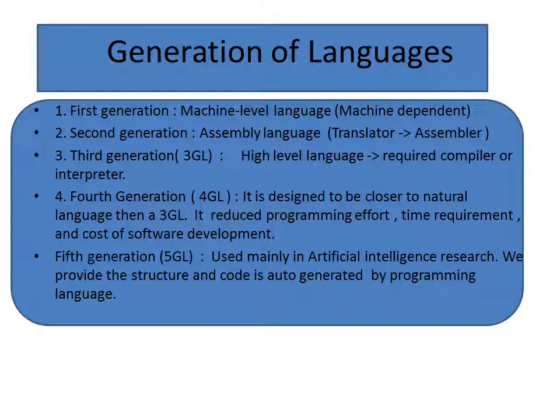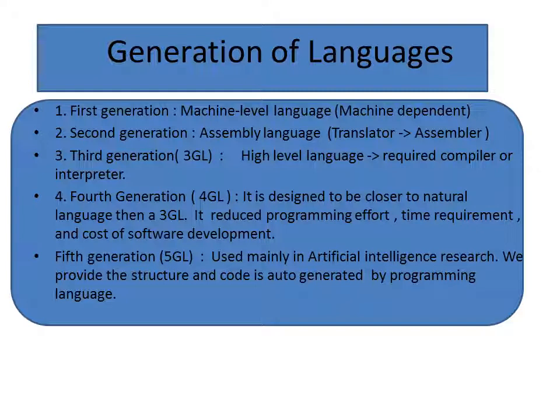Then comes the fourth generation language, which is much closer to the natural language, English, and is much easier than the third generation language, where programs are written using English-like keywords. It reduces the programming effort, time requirement, and most importantly the cost of development, because in the third generation language you need highly qualified people to develop software, whereas in the fourth generation language you don't require that kind of people. It became very popular when we started using fourth generation languages in the 1980s.